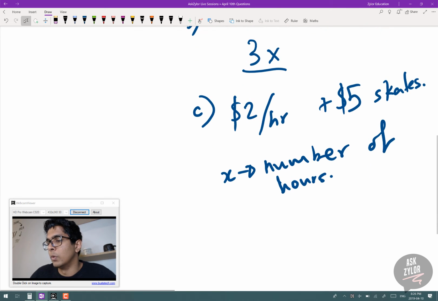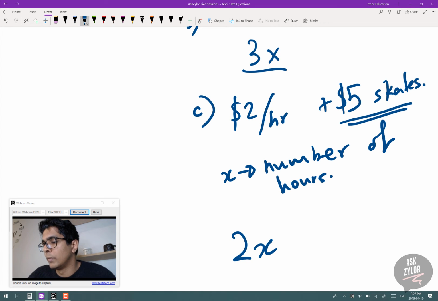So my cost will be how many hours I'm skating and then the cost of the skates itself. It's going to be 2 times the number of hours, so 2x, because for every hour I'm charged $2, and then I add 5 at the end because that's a fixed cost that applies regardless of how many hours I skate.